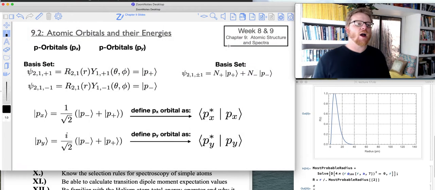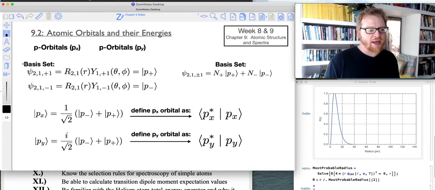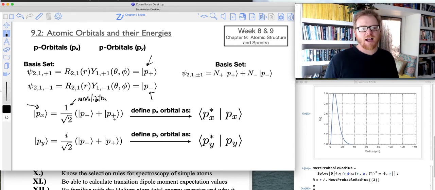Okay, so moving on. Once again, we remember that psi21 plus 1 is p plus and psi21 minus 1 is p minus. And we have our general form of our basis set. I'm not going to go through this derivation; we're just showing you where it comes from. But by definition now, we can make a px wave function by the following superposition. This is already normalized for you. So that's the normalization constant of the basis set, and that becomes a linear combination of p minus and p plus.